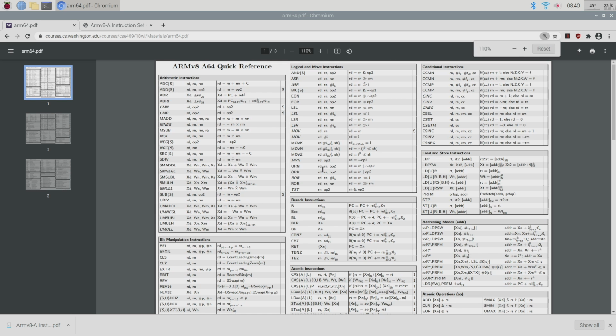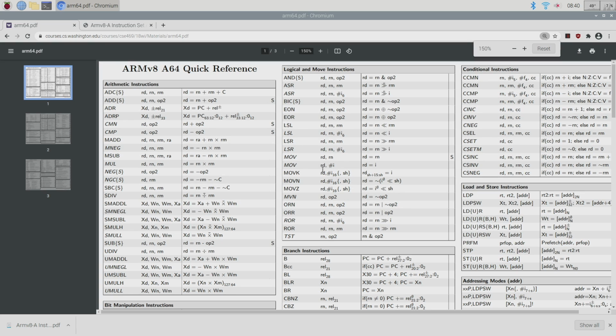Okay, so this is something that somebody at the University of Washington put together, a quick and handy cheat sheet of lots of the common instructions that you might want to use, and their syntax and their function. And if you look at some of these, we've used them, right? So we've used add and add with carry and so on.